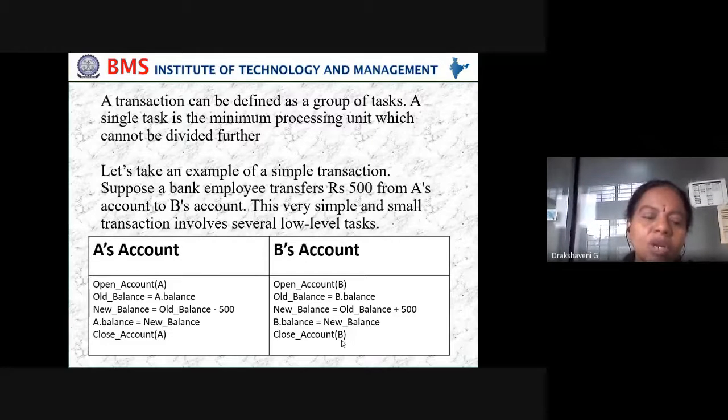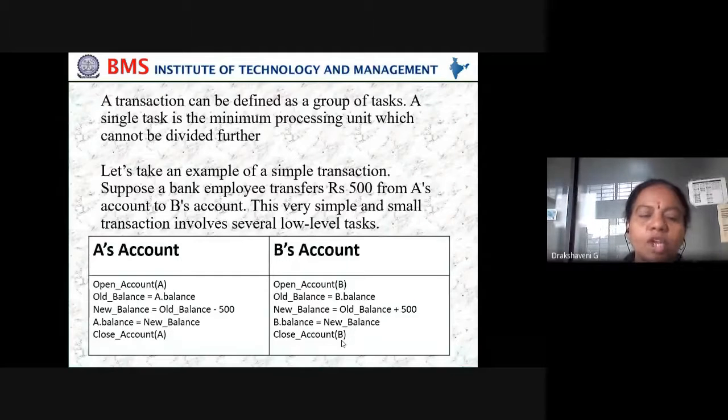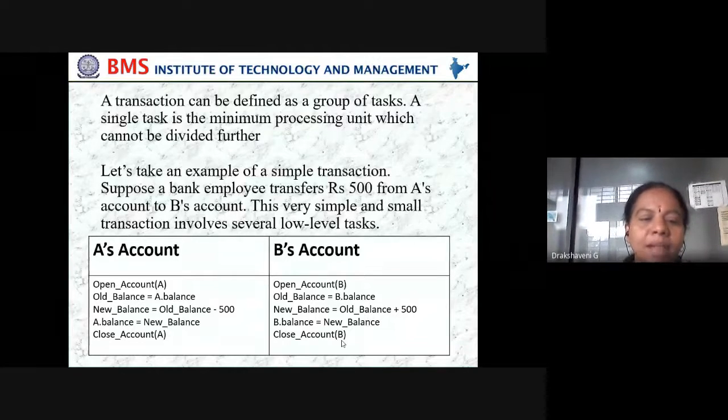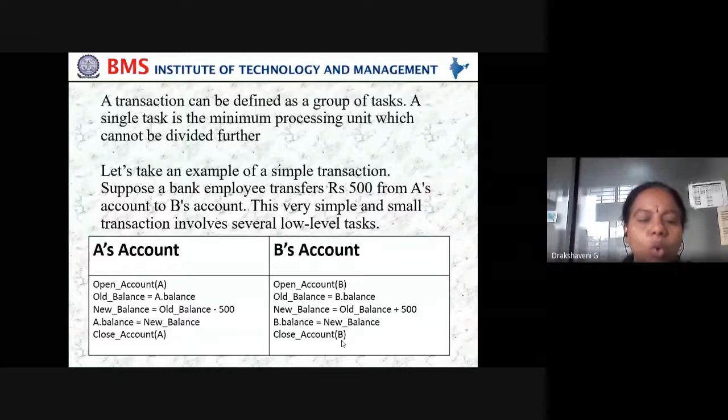So for account A: open account A, then old balance equals A dot balance, then new balance equals old balance minus 500. Then A dot balance equals new balance. Then finally close account A. This is what is done for A's account. Open account A, old balance equals A dot balance, new balance equals old balance minus 500, then A dot balance equals new balance, then close account A.